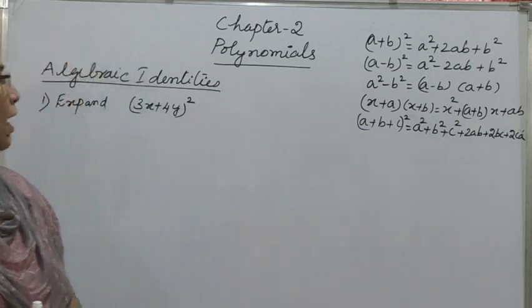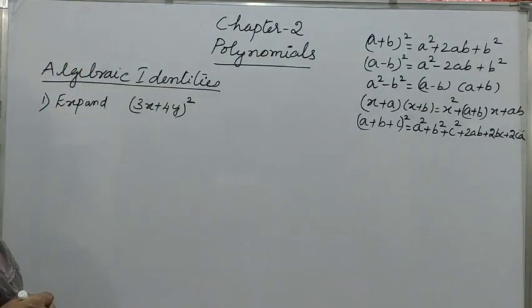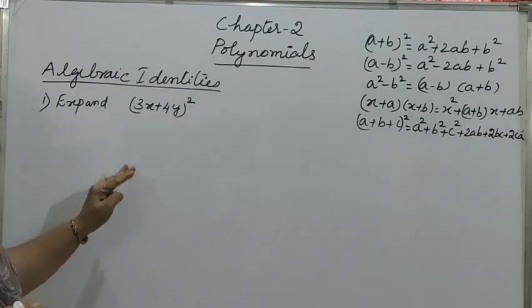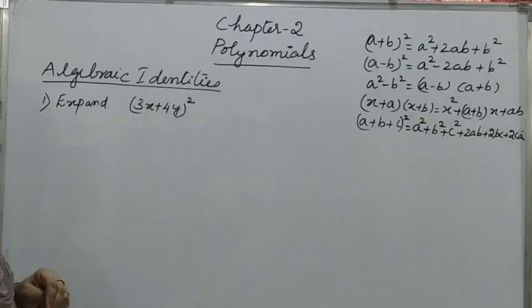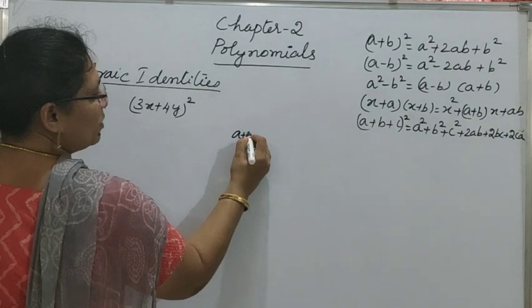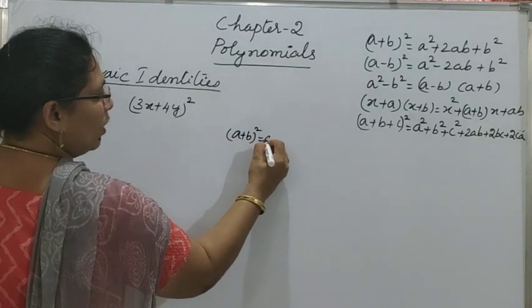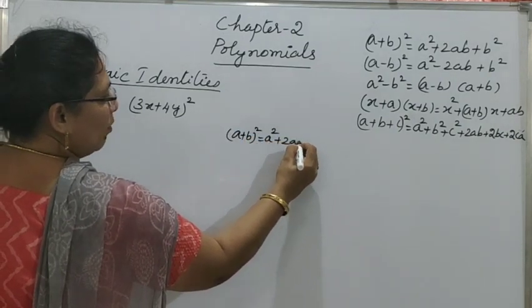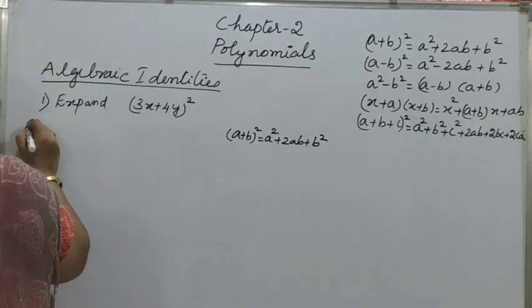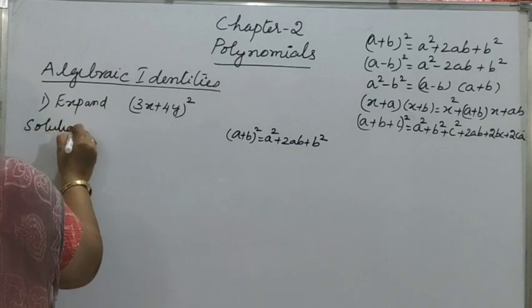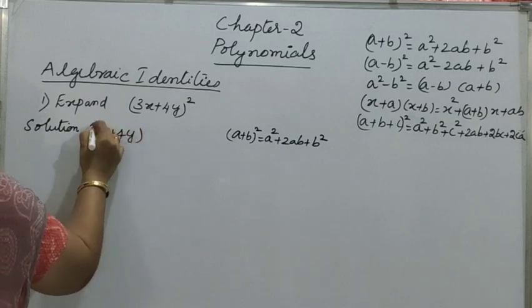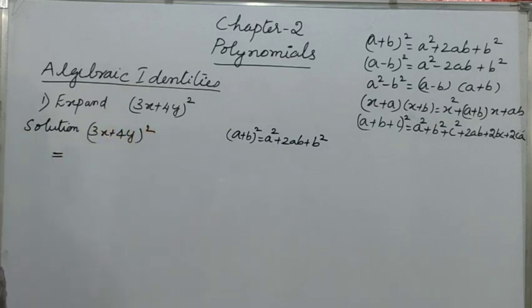The first one, expand (3x + 4y)². This is similar to which identity now? (a + b)². So on the right side we are writing the identity (a + b)² = a² + 2ab + b². Now compare the question. What is the question for us? It is (3x + 4y)², right? So we are writing the first question only.